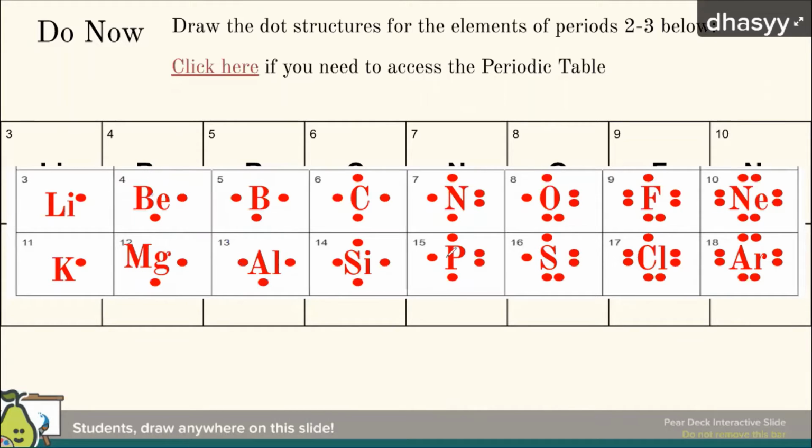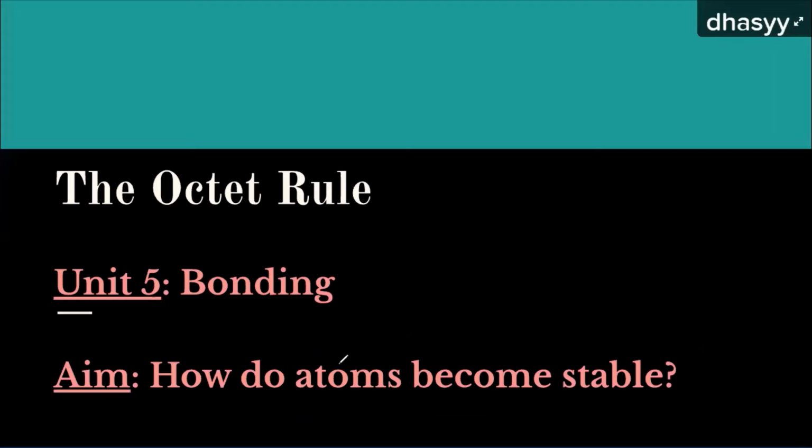Cool. So what we're going to talk about today is something called the Octet Rule, which builds upon that idea of valence electrons and what they do. This is unit 5, and this unit is all about chemical bonds, the different types of bonds. There's actually more than one type. And how does this explain how atoms actually become stable? Because they're actually naturally unstable for the most part.